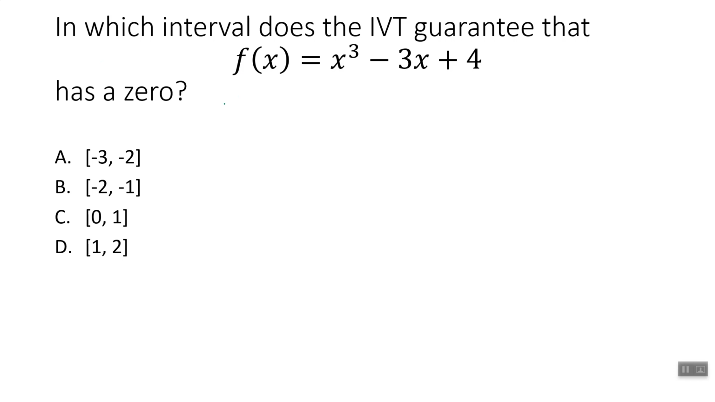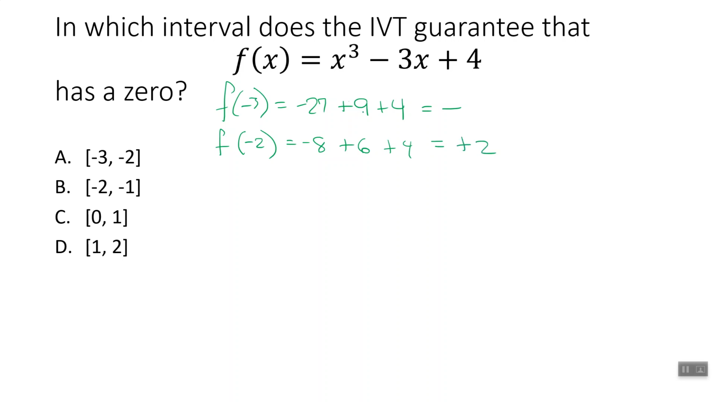Okay, so hopefully you found it. I'm just going to start plugging in at negative 3 and see what happens. So that's going to be negative 27, and that's going to be plus 9 plus 4. This is going to be negative. I didn't even find out what it is. It's just negative. Negative 2, we're going to get negative 8 plus 6 plus 4. Yeah, that's positive 2. All right, so we probably should say what this is. This is 13. Negative 27 plus 13 is negative 14. Yep. So it's negative to positive right here.